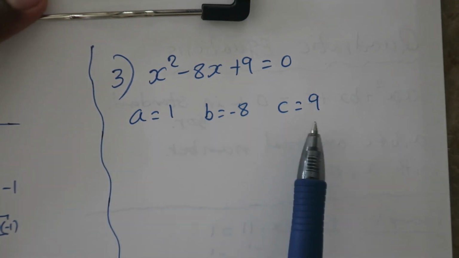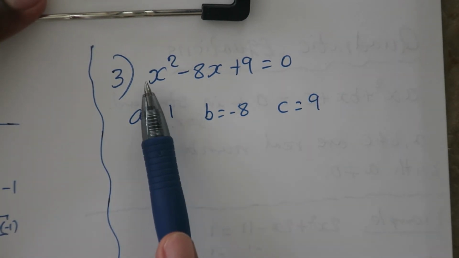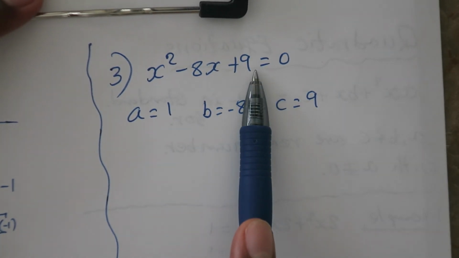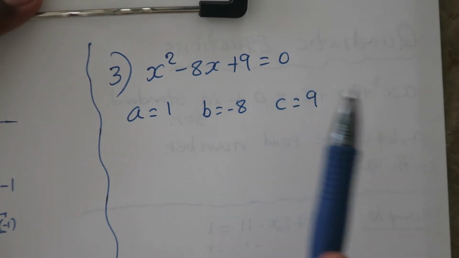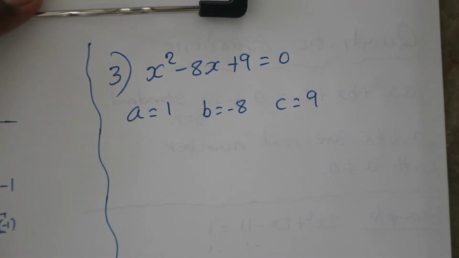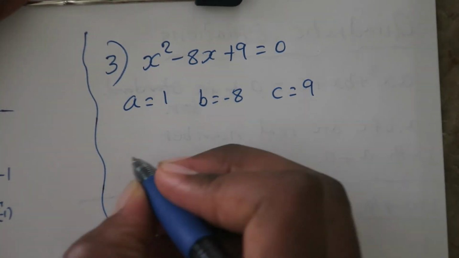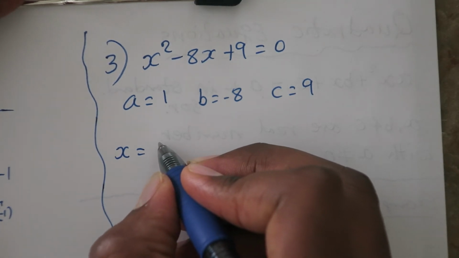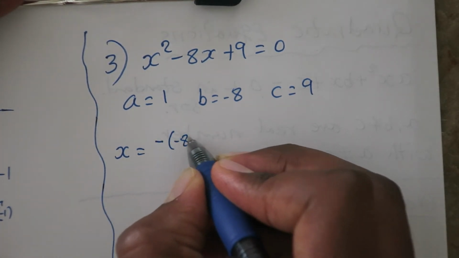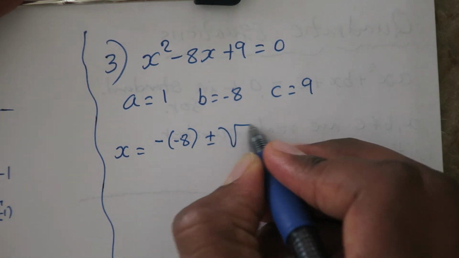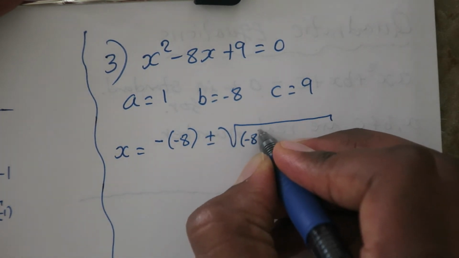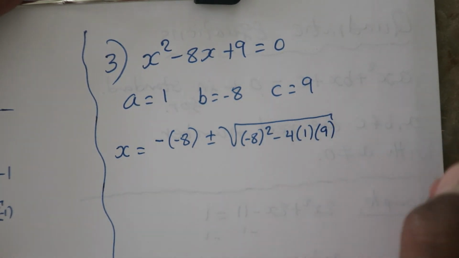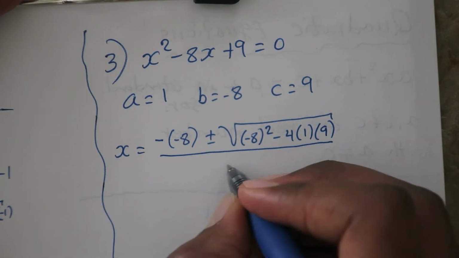And of course your a, b, c are the number in front of x squared, the number before the x term, and the constant number. And of course after you make it equal to 0. So make sure it's equal to 0 first before you label your a, b, c. Next part would be to use the quadratic formula. According to the quadratic formula, it goes negative b, so it's the negative of your b value, plus or minus the square root of your b value squared, minus 4 times your a times your c value, divided by 2 times your a value.